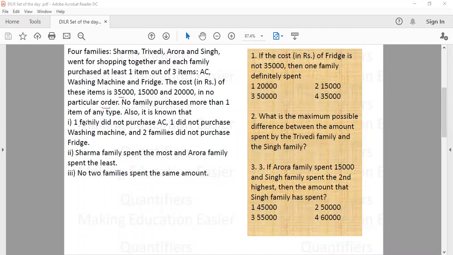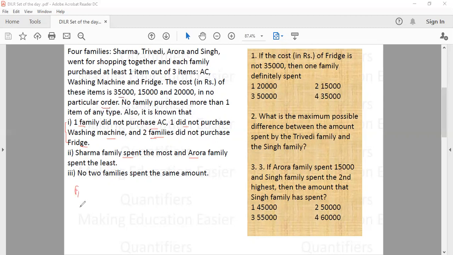Also, it is written that one family did not purchase AC, one did not purchase washing machine, 2 families did not purchase fridge. Sharma spent the most and Arora family spent the least, and no 2 families spent the same amount. So these are the conditions with us, and they bought washing machine, fridge, and AC. And no family purchased more than one item of any type. So with this point, let us first of all try to make the combinations.